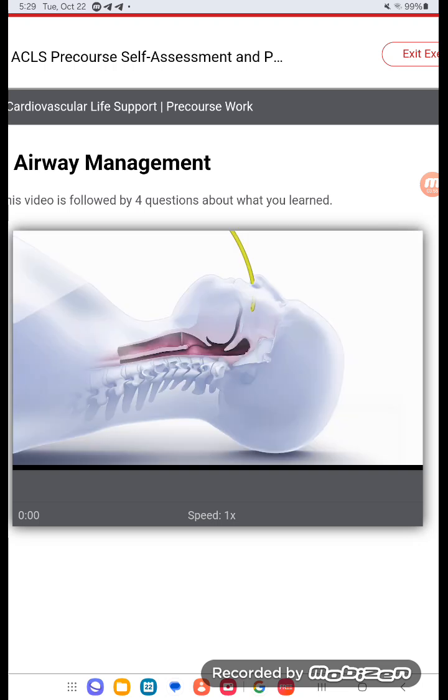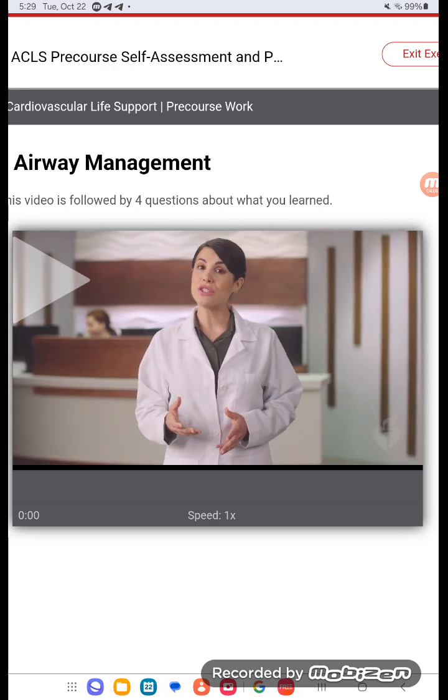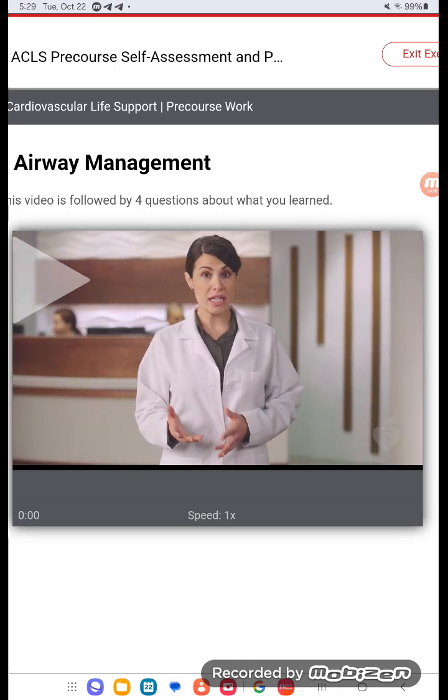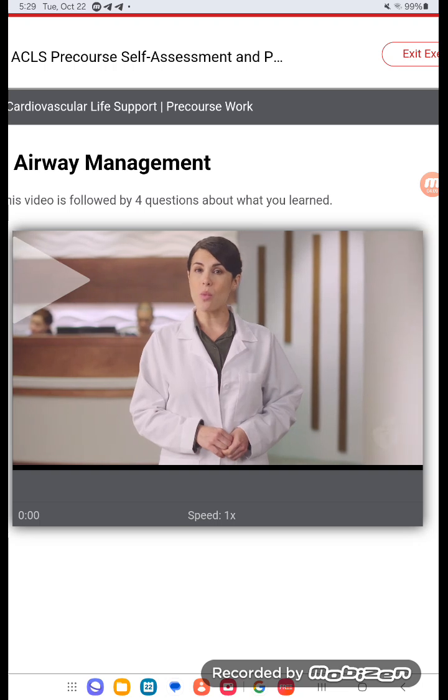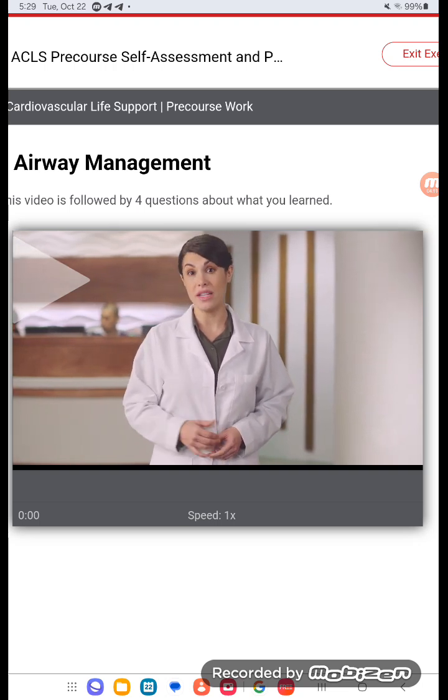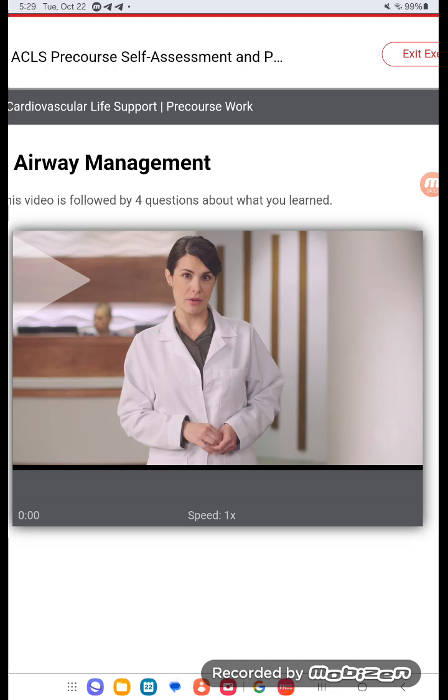When inserted correctly, the NPA should reach beyond the nasal cavity to the pharynx, providing a clear path for ventilation and suctioning. After inserting either an OPA or NPA, it's important to check whether the patient is getting adequate ventilation by listening for breath sounds.